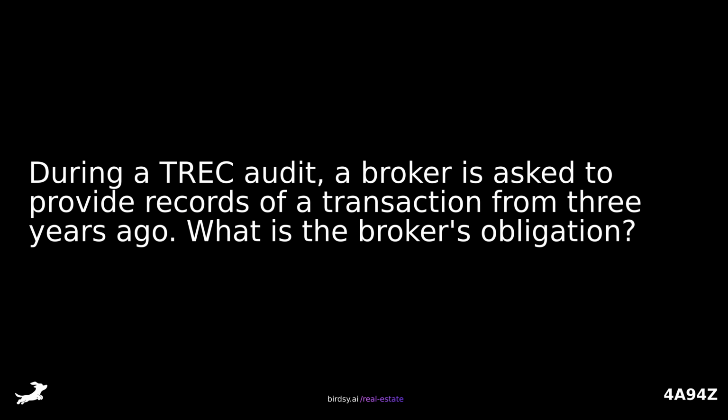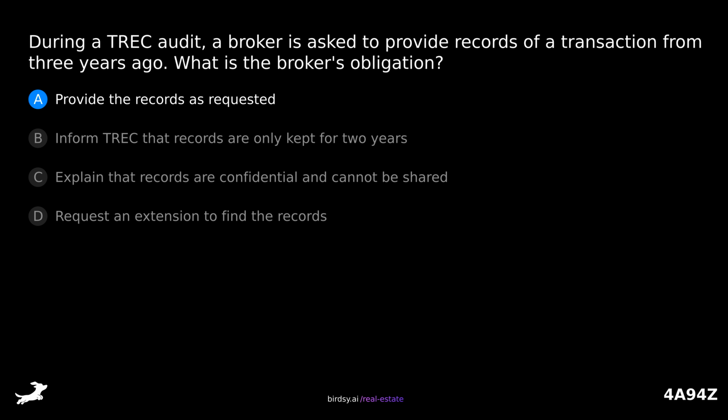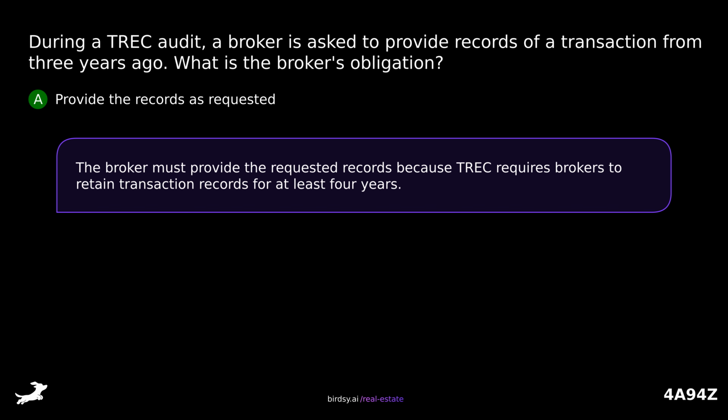During a TREC audit, a broker is asked to provide records of a transaction from 3 years ago. What is the broker's obligation? Is it A, provide the records as requested, B, inform TREC that records are only kept for 2 years, C, explain that records are confidential and cannot be shared, or D, request an extension to find the records? The answer is A, provide the records as requested. The broker must provide the requested records because TREC requires brokers to retain transaction records for at least 4 years.